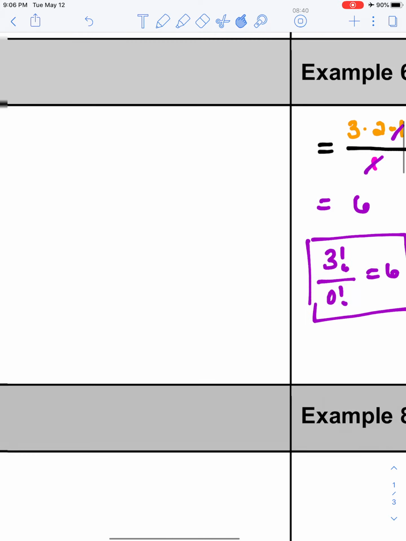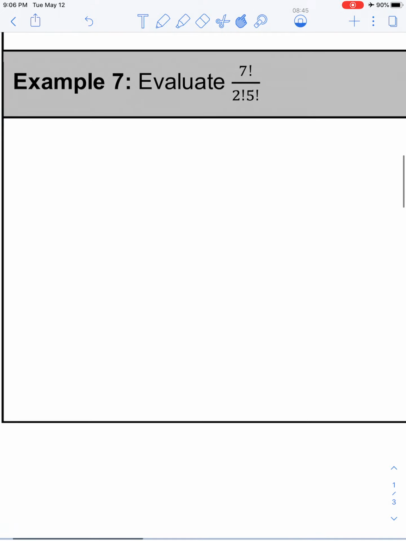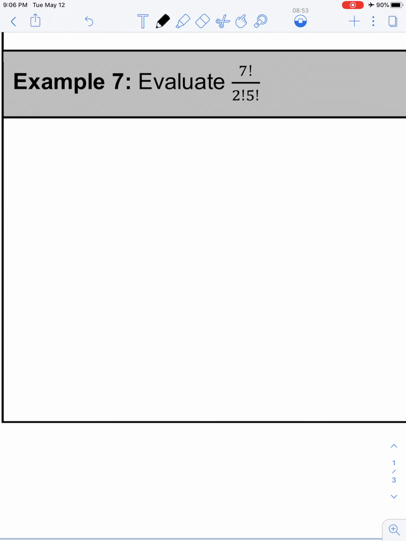All right, so things get a little bit more interesting in 7. We have a product of 2 factorials in the denominator, but the approach is going to stay the same here, right? We're going to list out the factors of 7 factorial, the factors that make up 2 factorial, and the factors that make up 5 factorial, and we're going to see what simplification can happen between the common factors of the numerator and the denominator.